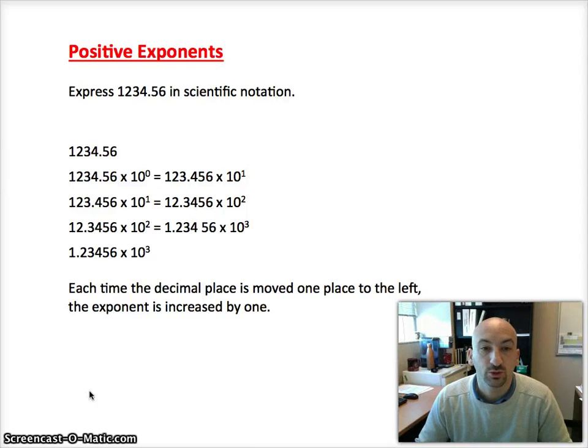Welcome to How to Use Scientific Notation. This will review positive exponents, negative exponents, addition and subtraction with exponents, and multiplication and division with exponents. First, let's look at positive exponents.